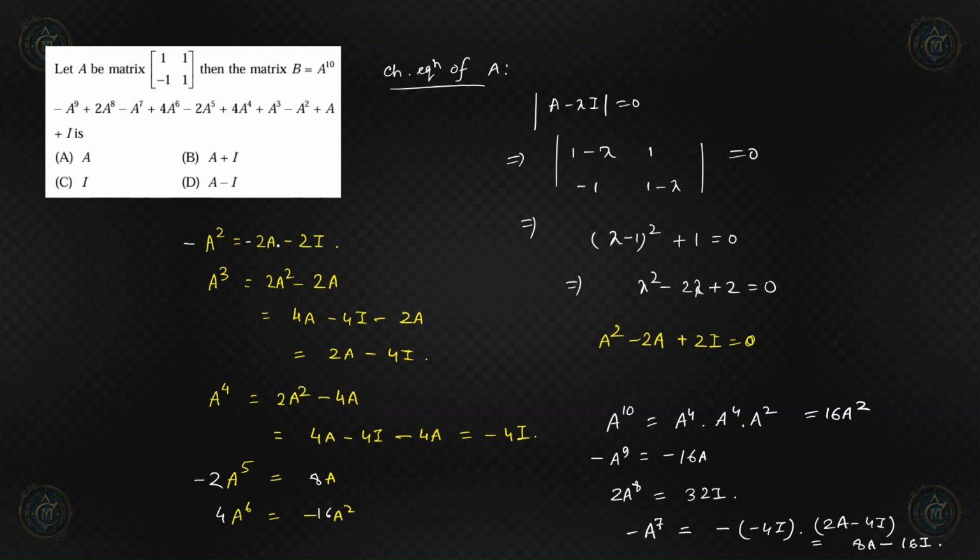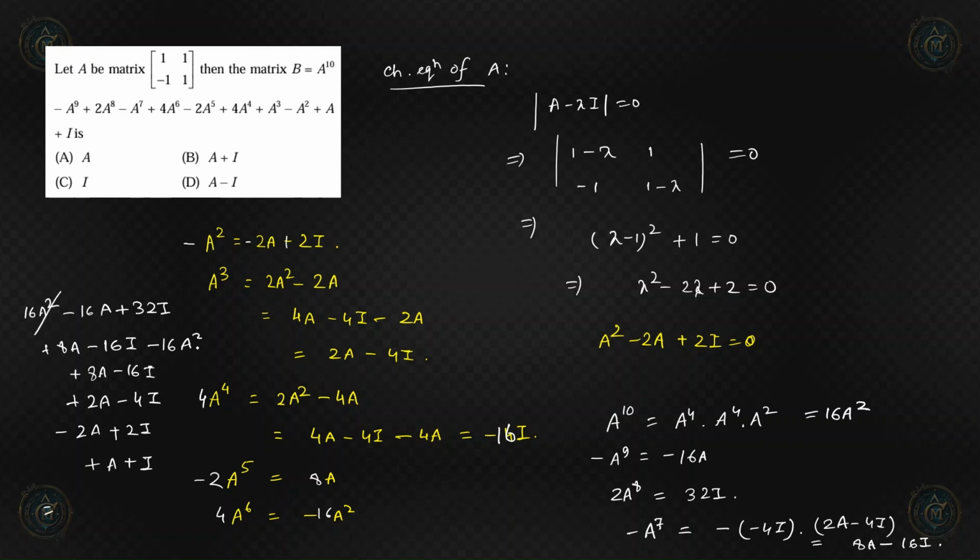Minus a square is minus 2a plus 2i, and a plus i we add, so we get total 16a square minus 16a plus 32i plus 8a minus 16i, then we get minus 16a square plus 8a, then we get plus 4a to the power 4, so minus 16i, and then we get plus a cube, so plus 2a minus 4i, and then minus a square, so minus 2a plus 2i, then plus a plus i.